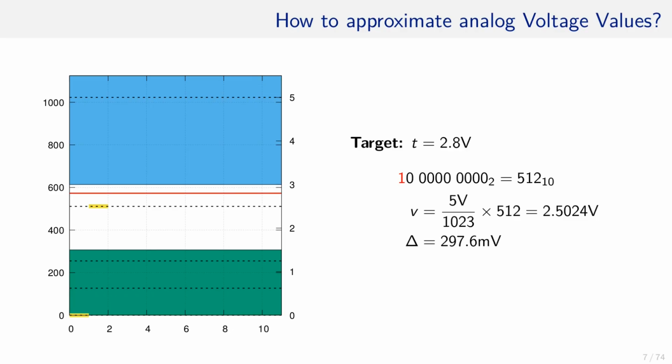Let's have a look at the other bits. The second bit from left, if this one is set to 1, then the result is 768, which is 3.7537 volt. However, that is too high. Whenever we set a bit, we increase the integer, and with that, the resulting voltage value. Therefore, we would not be able to come back to a lower voltage of 2.8 volt if we kept that second MSB set. Therefore, it is better to keep it cleared and try the third MSB.